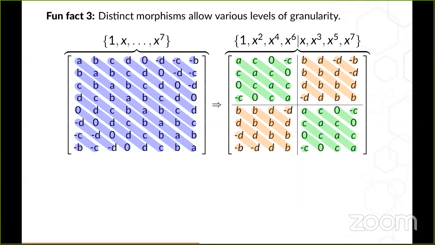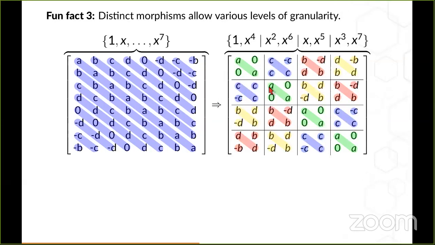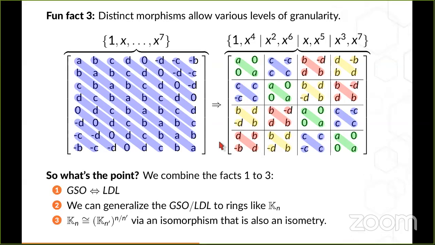Okay, and coming to fun fact number 3, distinct morphisms of this form allow various levels of granularity. So for example, we can turn this anticirculant matrix into a four-fold anticirculant matrix, but if we use a finer grained level of granularity, then we get a finer grained matrix representation. Okay, so why am I explaining all of this?